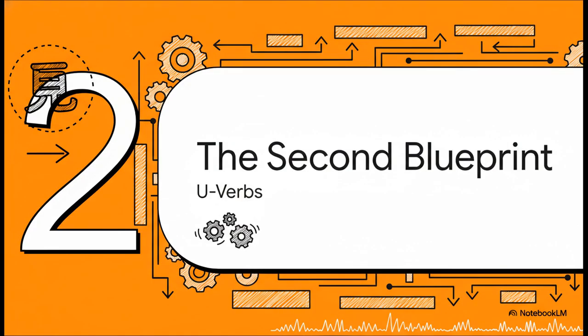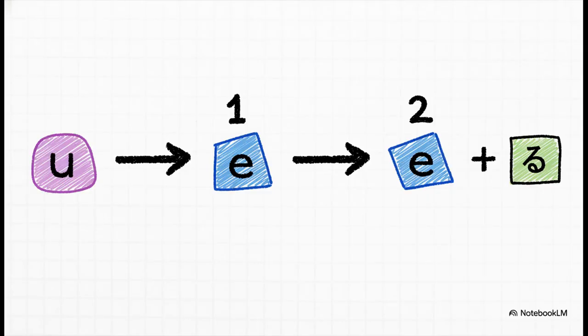Pretty straightforward, right? Now let's move on to the second blueprint, because this is how we handle the other major group, the u-verbs. Now, u-verbs have a slightly different rule, but it's just as consistent. It's a little two-step process. First, you take the verb's final u sound and you shift it over to its cousin in the e sound row. Then, you just add ru to the end.